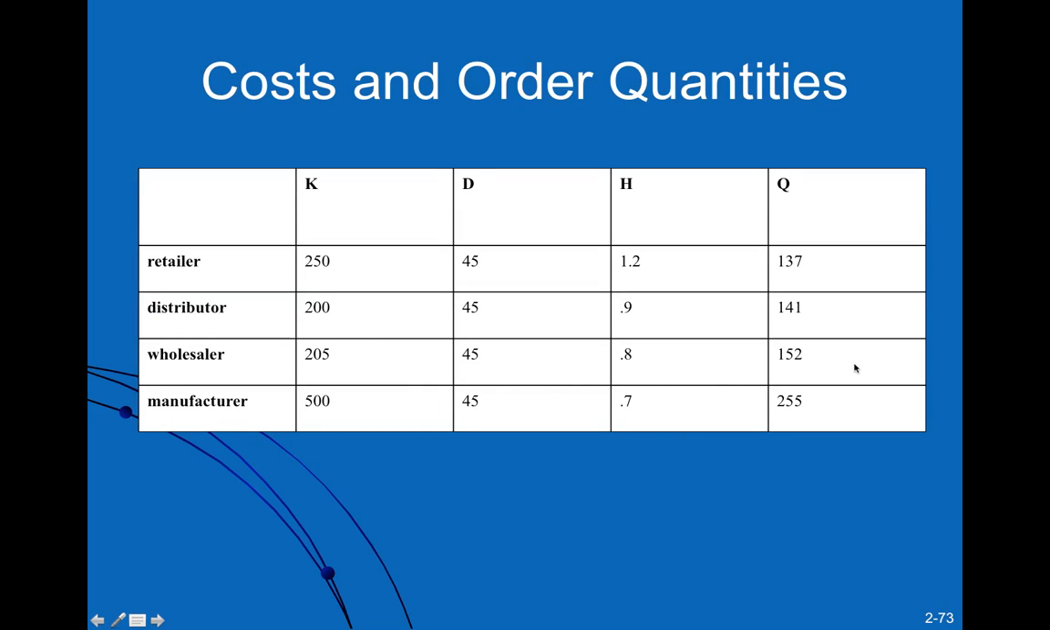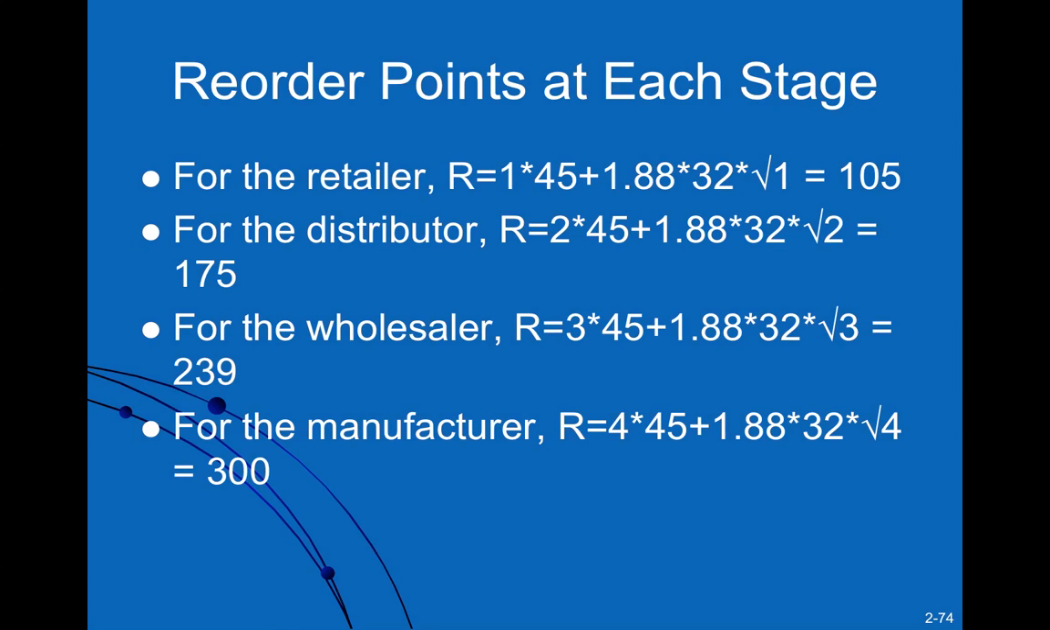So here are some cost and order quantities that we could do our EOQ formulas for each of these locations. And here's how you determine the reorder points at each stage. So for example, at the retailer, if there's a 1 week lead time, the average demand during the lead time is 45 times the lead time. And then of course this part gives us our safety stock, standard deviation times Z times the square root of the lead time.